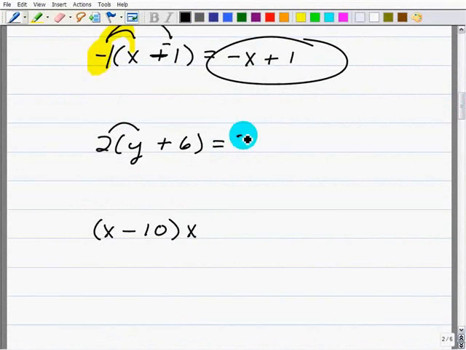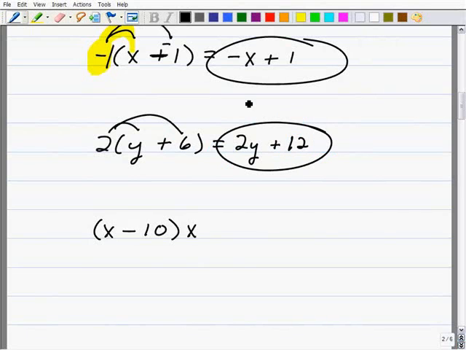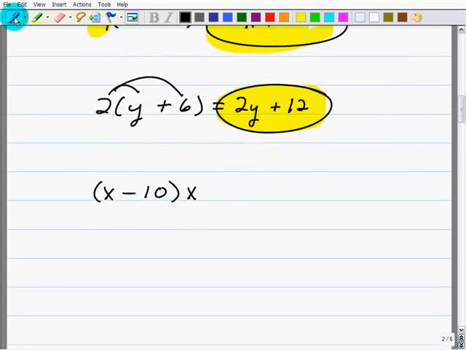2 times y, 2y, plus 2 times 6. 2 times 6 is 12. And at this point, there's nothing more you can do. This is simplified as far as you can go. You can't add a 2y plus a 12. We're going to talk in later videos about how to combine like terms and what that means, but just take it from me for now that this is as simple as this can go. And likewise, when you have a variable and a number, this is as simple as this particular expression can go also.